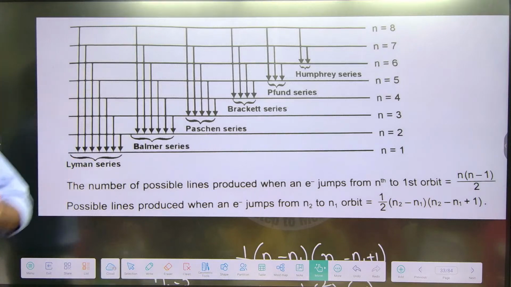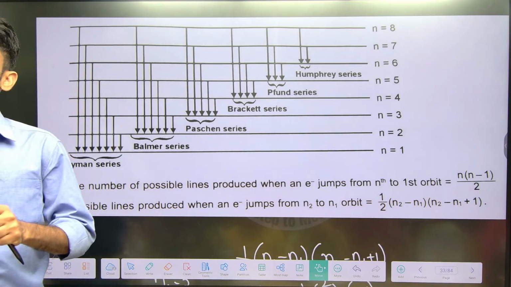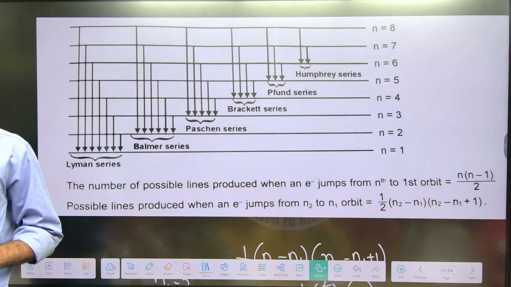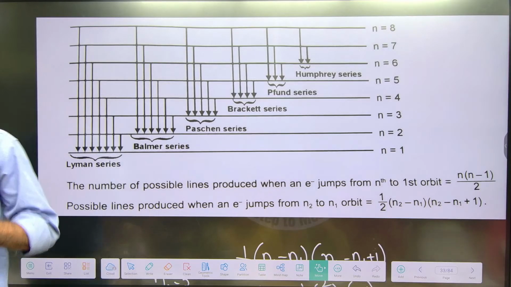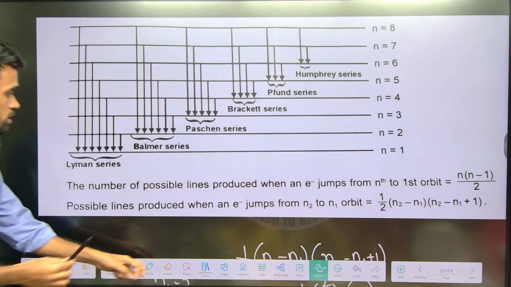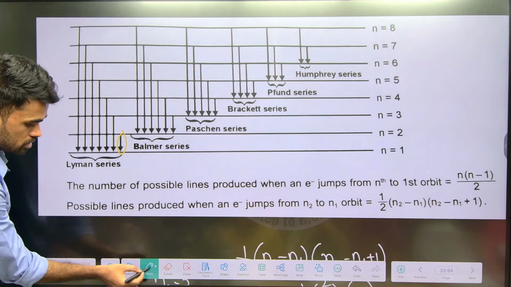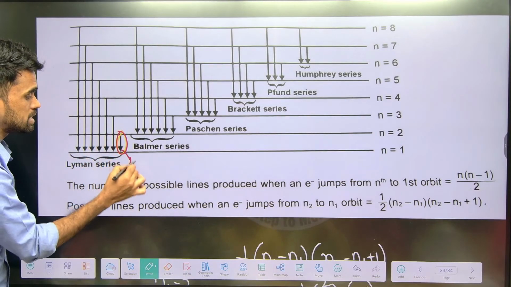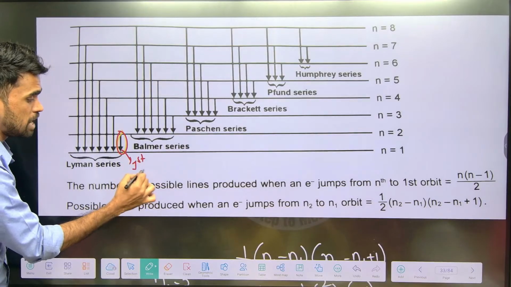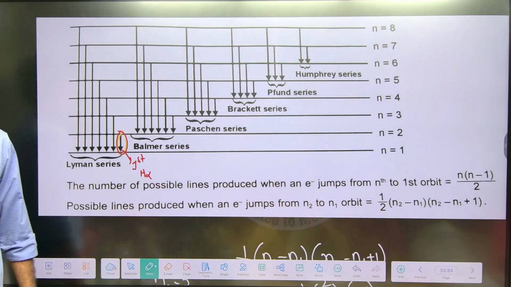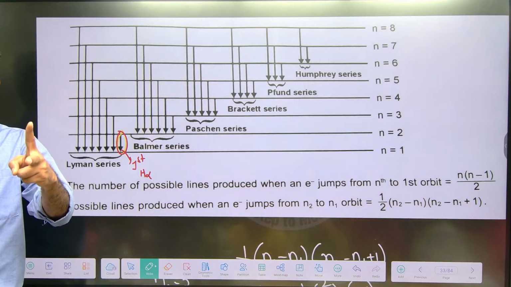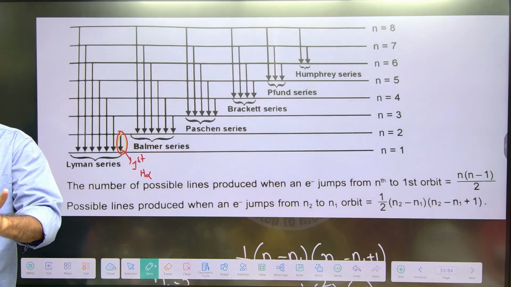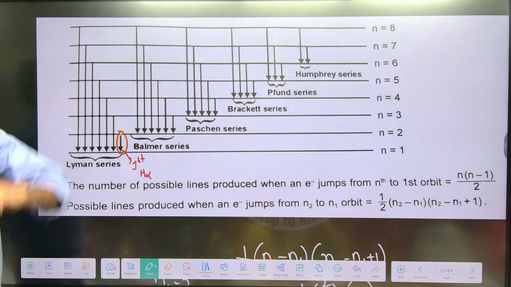Now they will ask you what is the first line possible in Lyman series. That is 2 to 1. So this is the first line, called the first line of Lyman series or H alpha line of Lyman series. What is the second line of Lyman series? 3 to 1. Are you able to follow? What is the last line of Lyman series?